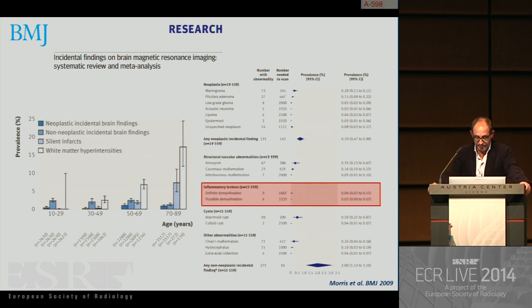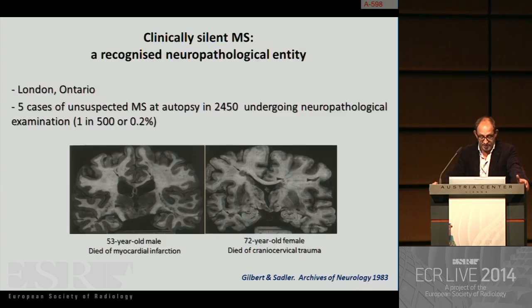Also, if we take a look at this paper published 3 years ago, in which the authors analyzed the incidental findings detected on brain MRI, you can see that in almost 0.1% of the patients, they were able to detect inflammatory lesions of the type seen in MS. And this prevalence, as we will see, is quite similar to the prevalence described previously in some pathological studies. This is one of the studies, in the pre-MRI era, performed in Canada, and they were able to identify 5 cases of unsuspected MS in this number of autopsies, indicating again a prevalence of this subclinical disease of 0.2%. And you see the coronal views of these patients with the typical MS plaques in the periventricular white matter.